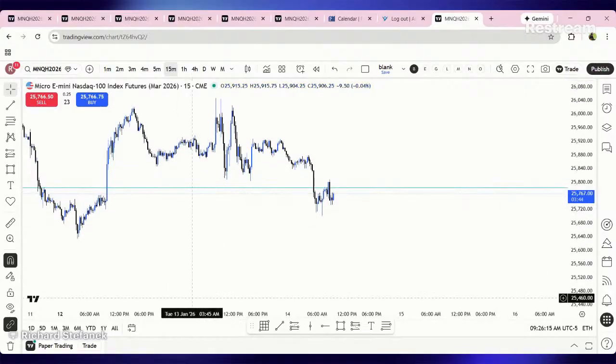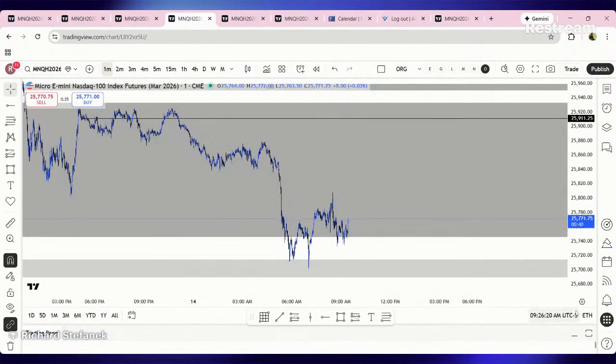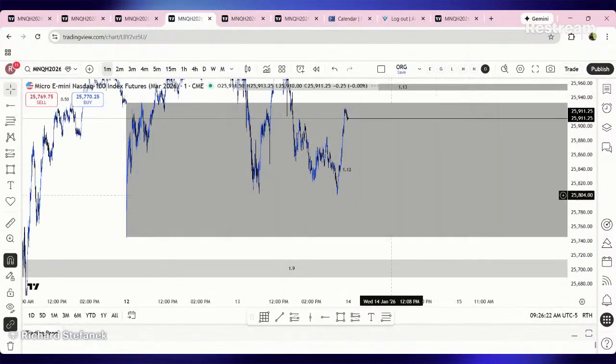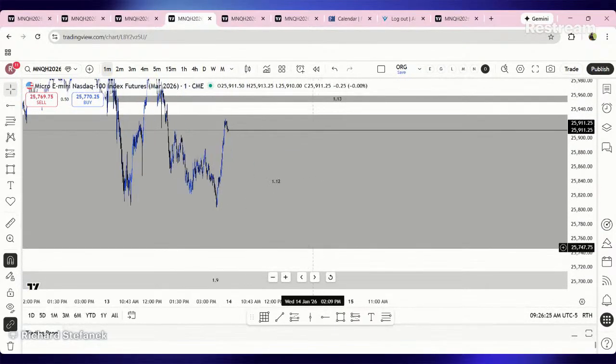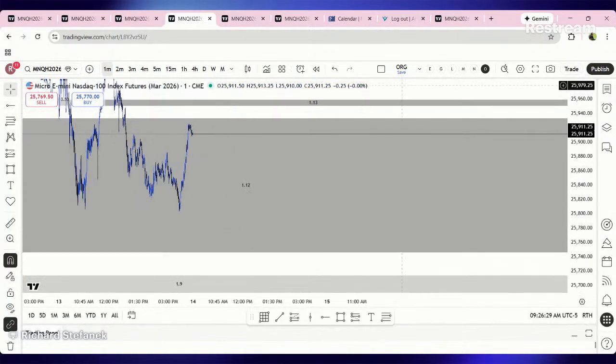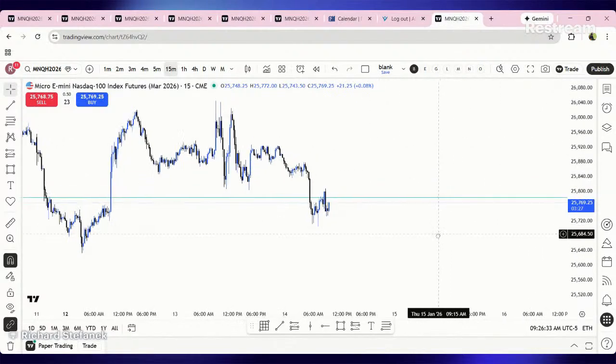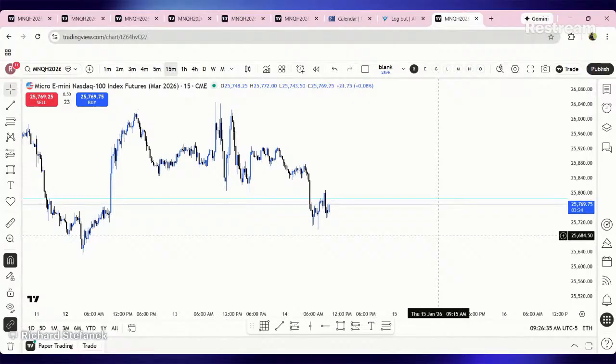Let's do the blank one just for right now. Actually, no, because I want to get the first printed price. Actually, we'll stay on that for right now, and then at 9:30 I'll switch it over. So we got about 3 minutes.